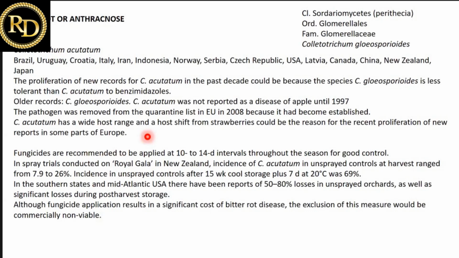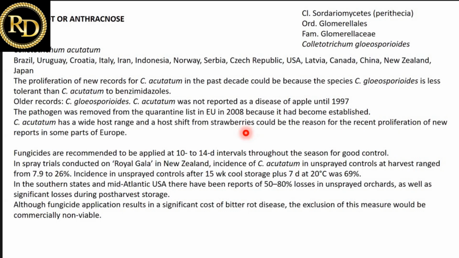Okay, so acutatum was reported for the first time on apple in 1997. At the beginning in Europe, it was considered a quarantine pathogen, and then it was removed a few years ago, in 2008, because it started to be widespread everywhere. We also have a hypothesis that Colletotrichum acutatum could have moved from strawberries, because initially it was the only pathogen reported on strawberry, and then it moved to several other crops.